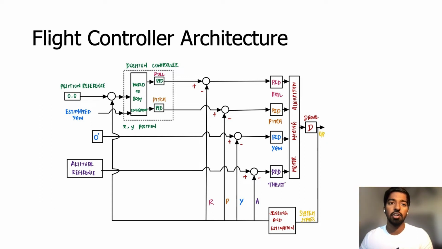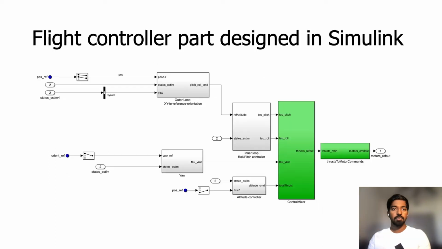This position controller makes sure that the drone stays in the same position by giving the reference as origin. We also have an estimated yaw so that the drone can rotate from its body frame to the world frame of reference. And we are giving the yaw signal as 0 degrees here to keep the drone from rotating at any point. This gives a quick walkthrough of the flight control architecture.